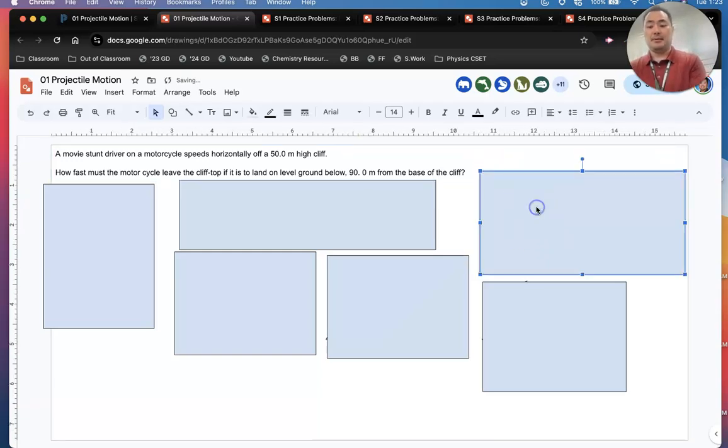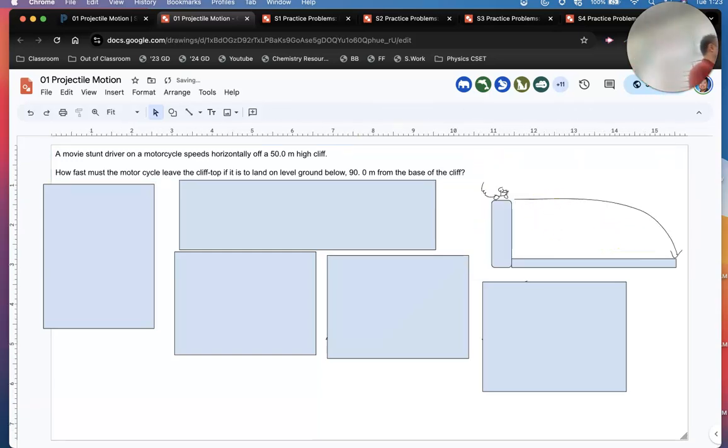This is my motorcycle rider. This is the cliff. And that's the 90 meters.